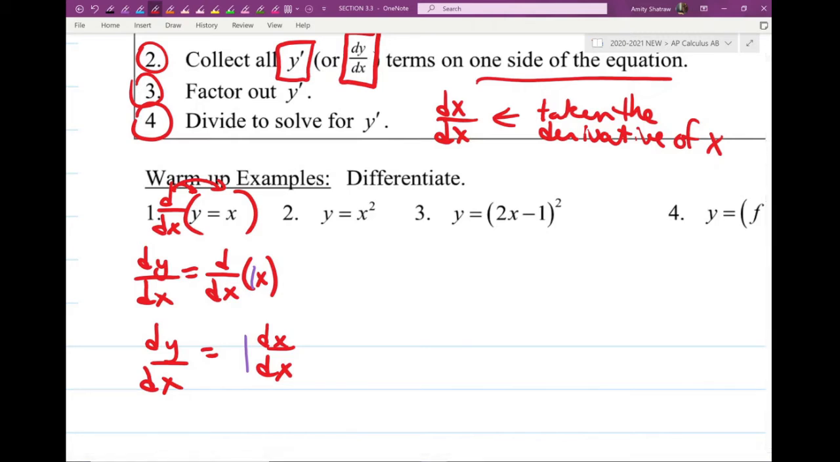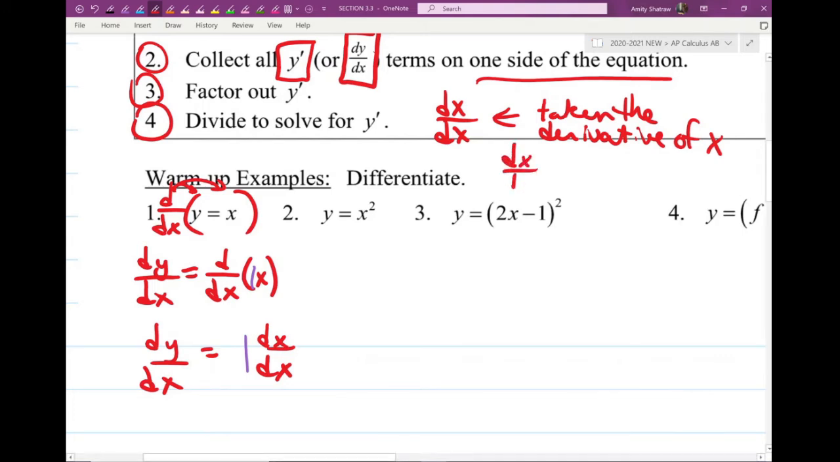And eventually you're going to tell me, many students do, I'm not doing that, Ms. Shatra. I don't need to do that. But there are students who are like me, where we forget to take the derivative of each piece. And so when we do the dx dx, it just helps to remind us. And here's the magical power of that dx dx.